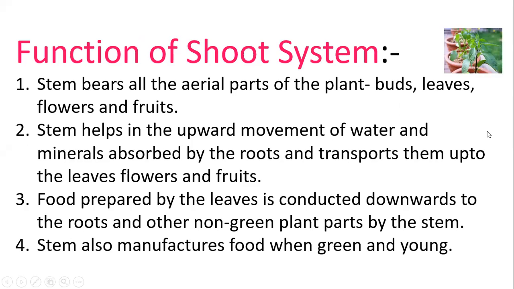Function of shoot system. Stem bears all the aerial parts of the plants: buds, leaves, flowers, and fruits. Stem helps in the upward movement of water and minerals absorbed by the roots and transports them up to the leaves, flowers, and fruits. Food prepared by the leaves is conducted downwards to the roots and other non-green plant parts by the stem. Stem also manufactures food when green and young.